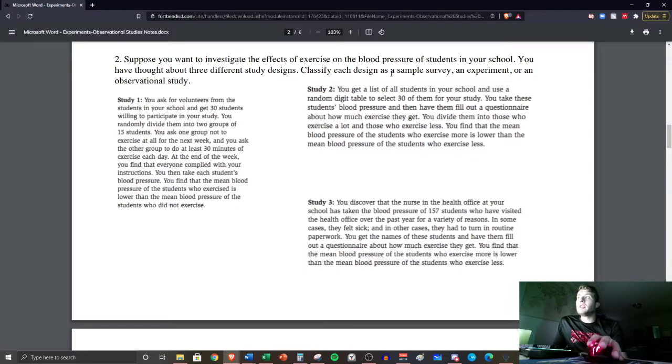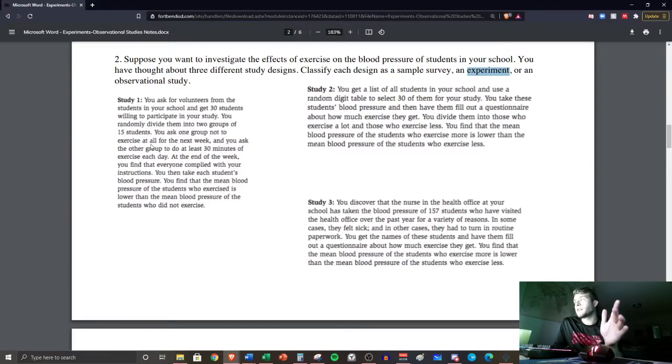Okay, so sample survey is a little bit strange. It is, and in a lot of cases, it sounds just like an observational study. So we're going to identify first which one is the experiment. That's the most obvious one to actually figure out. So the experiment in this one is going to be study 1, because in study 1, they get these volunteers. You divide them into 2 groups. One group does not exercise, so you're enforcing this treatment, don't exercise. The other group, you say you must do at least 30 minutes of exercise each day in that week.